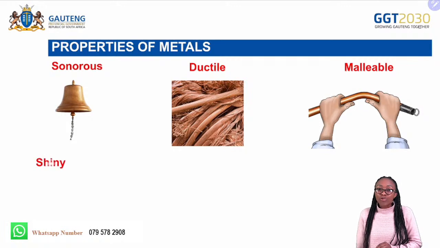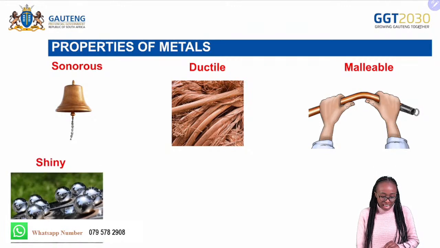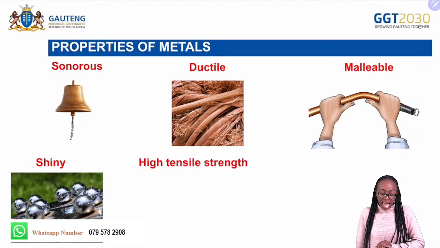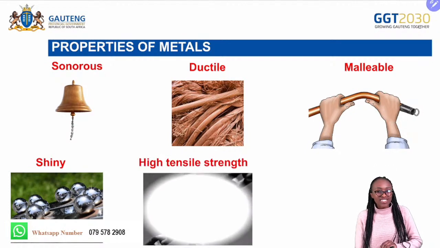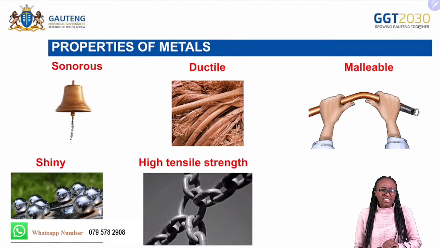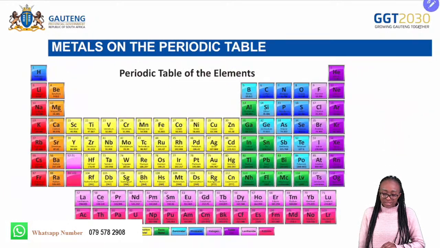And then they are also quite shiny. I've got some shiny balls there. That's another property of metals. And they have high tensile strength. That's why most of the chains that you see are made of metal, because they can withstand any kind of tension. So they have very high tensile strength. So those are some of the properties that metals have.